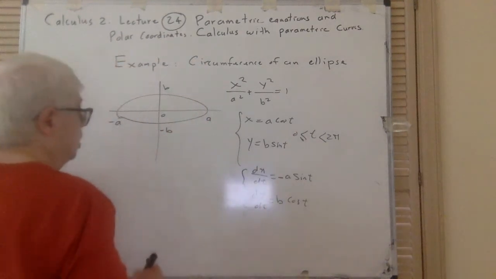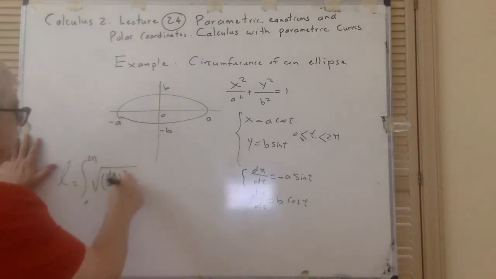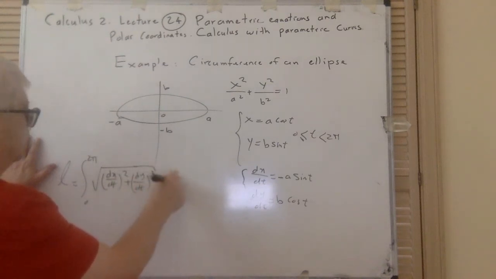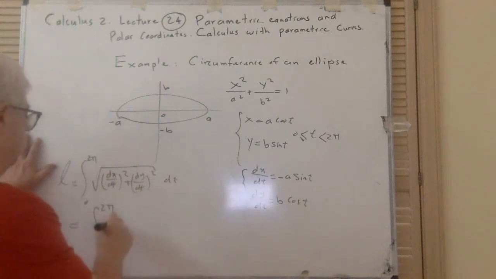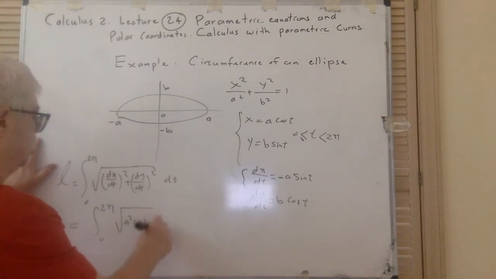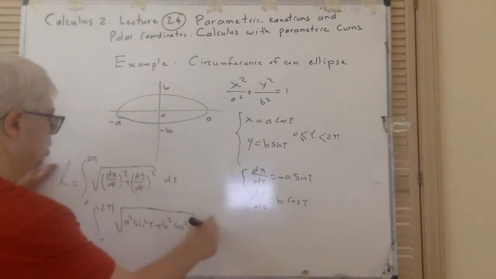So the length will be an integral from 0 to 2 pi of the square root of (dx dt) squared plus (dy dt) squared, dt. If you write that, so I have a squared sine squared t plus b squared cosine squared t, dt.